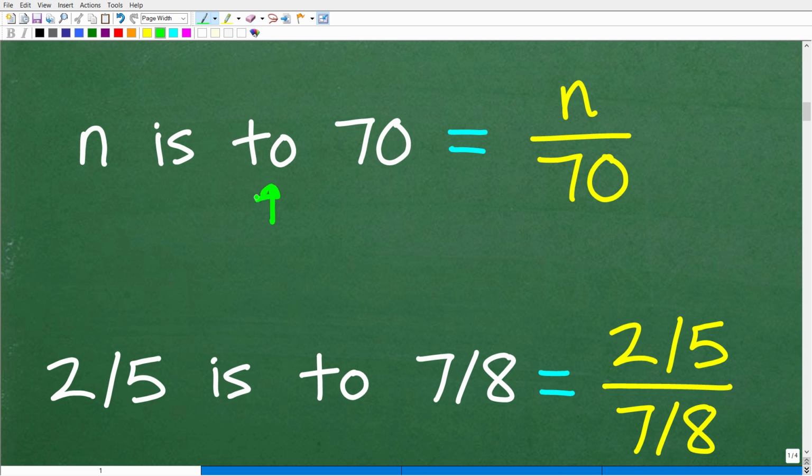Again, "to" is a hint that we have a ratio, so we can write it this way, n is to 270.